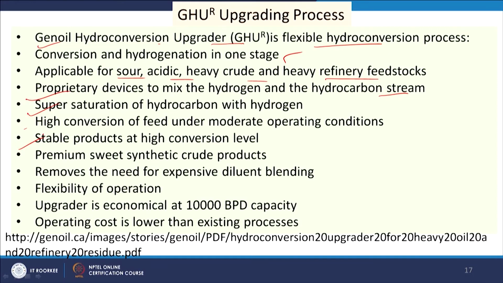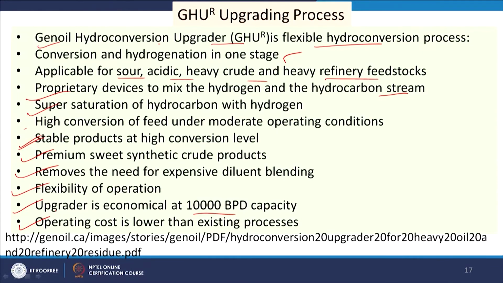Supersaturation takes place, a high amount of hydrogen is dissolved, and there is high conversion of feed under moderate operating conditions, and then stable products at a high conversion level. So, they have claimed that at high conversion level it can give stable products, and premium quality sweet synthetic crude can be achieved through this route, because hydrogen addition is taking place. It removes the need for expensive diluent blending, so there is no need for diluent addition and then pumping. There is also flexibility of operation, and the upgrader is economical at 10,000 BPD capacity. So, even at relatively lower capacity it can be used economically, and operating cost is lower than the existing process.